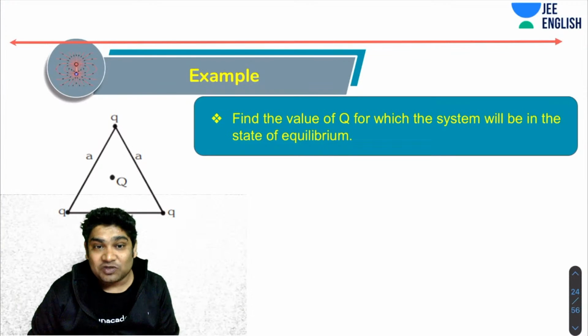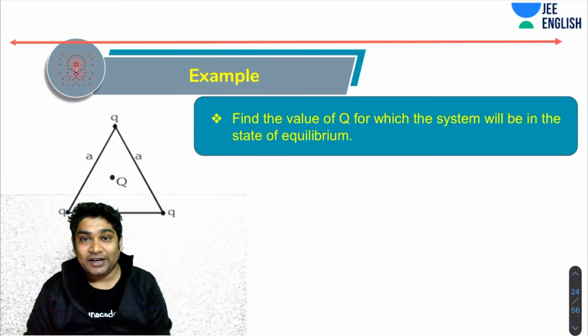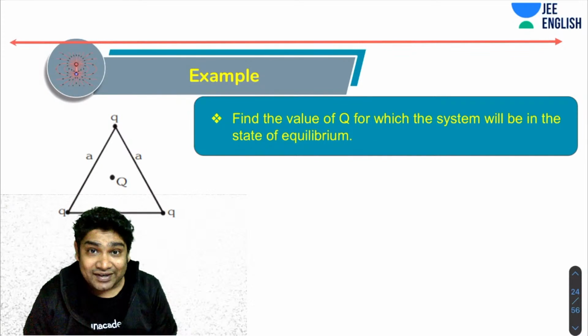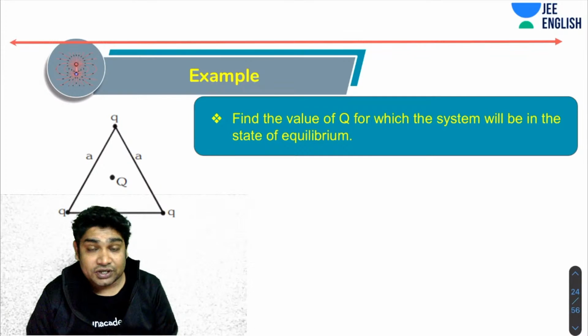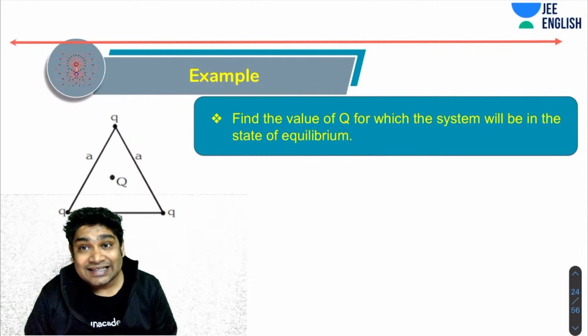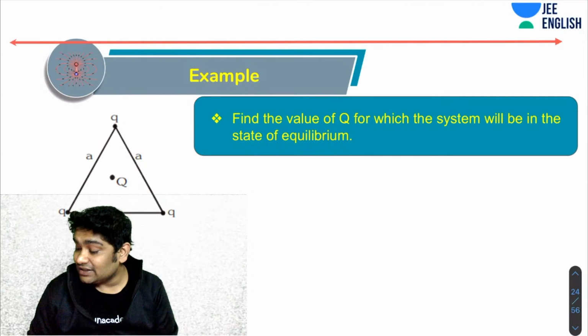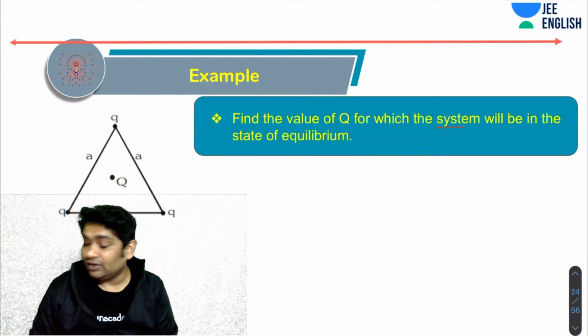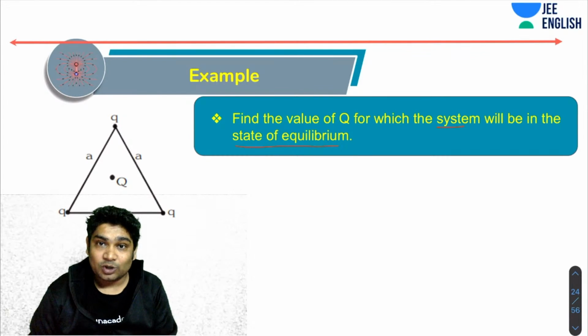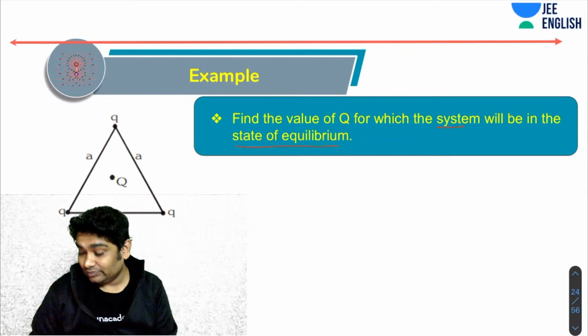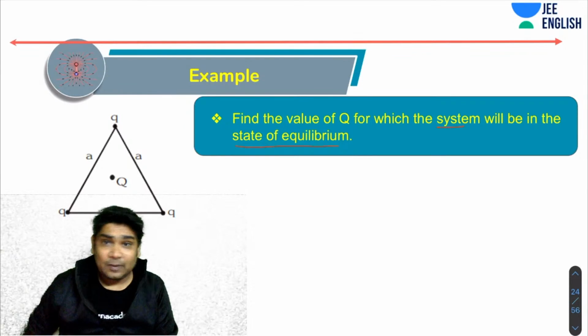Now, why don't we practice with a question? Let's have some practice with the theory that we have already covered. So here is a question. There are 3 point charges of plus q each, which are kept at the vertices of an equilateral triangle of side a. You have to find the value of capital Q for which the system will be in a state of equilibrium. Try and answer this quickly. I hope the question is clear to all.